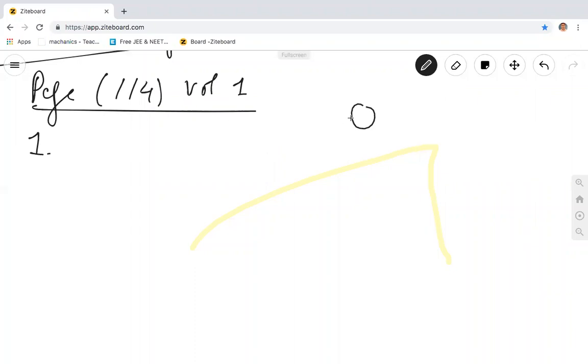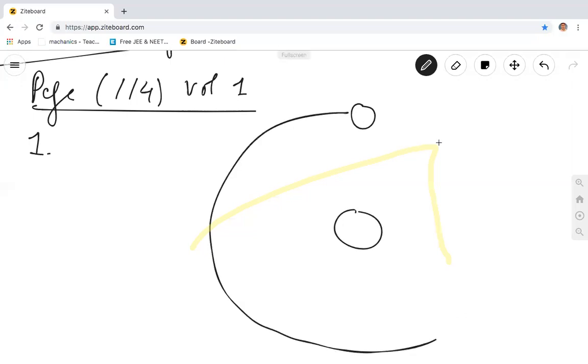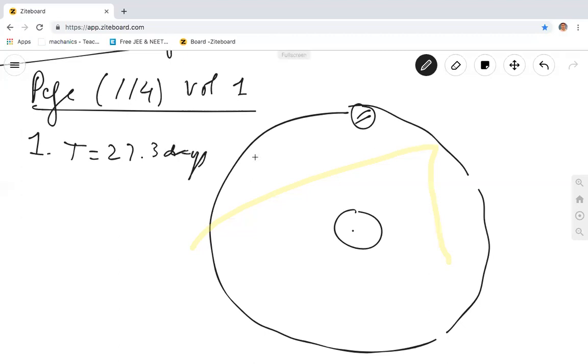It is moon, it is earth, and the moon is revolving around the earth. And what he gives is the time period of the moon, that is 27.3 days. Time period of the moon around the earth. And he gives this distance also, that is r equal to, how much is the distance?